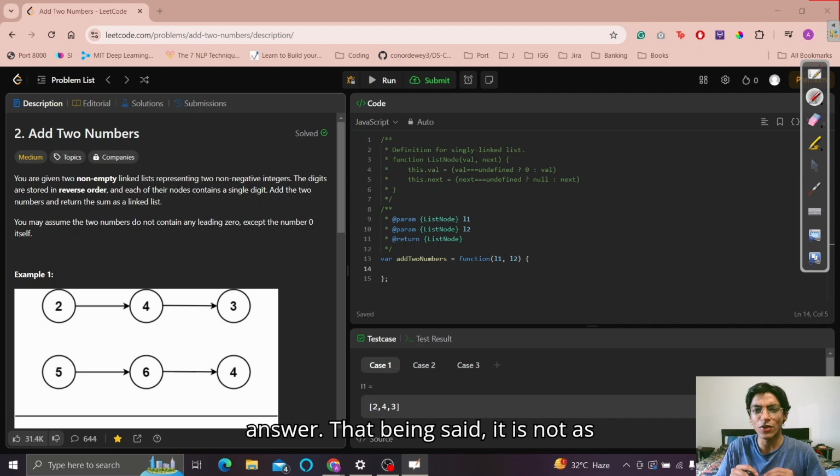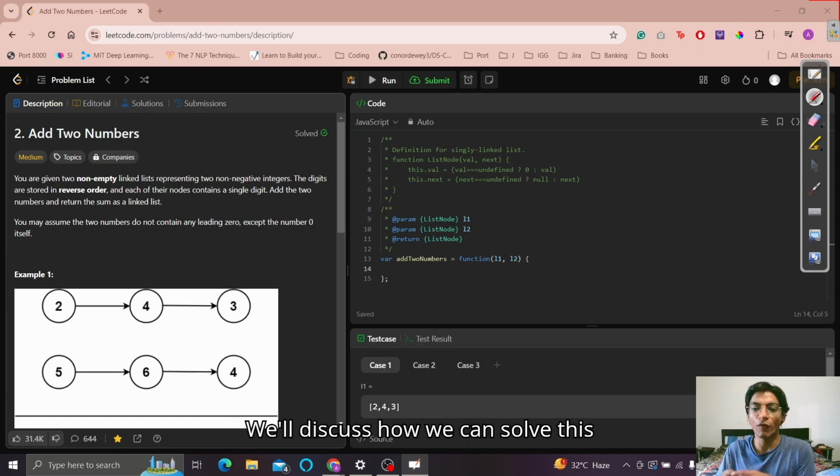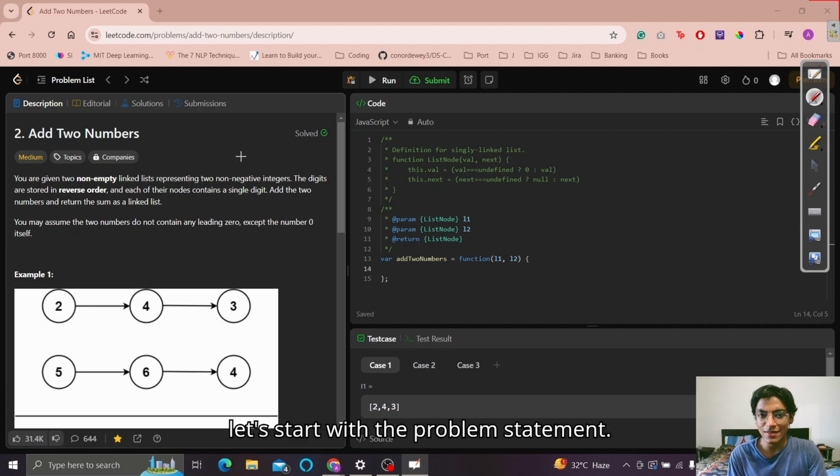That being said, it is not as straightforward as one might think, of course, because there are linked lists involved. So we'll get into the problem statement, we'll try to understand what it is about, we'll break it down, then we'll discuss the approach, we'll discuss how we can solve this question theoretically. Now, let's start with the problem statement.